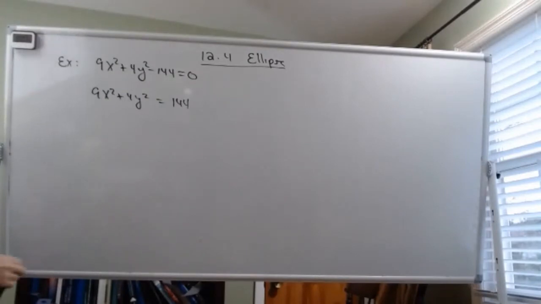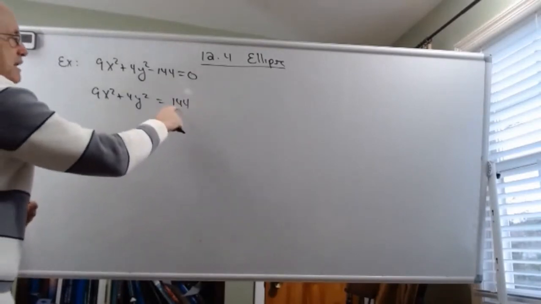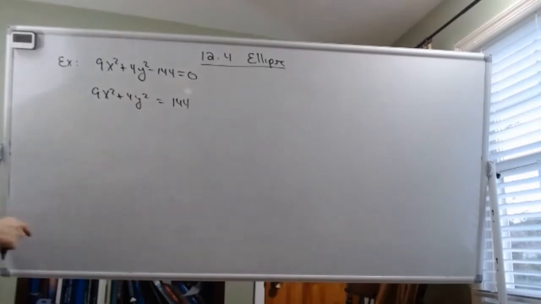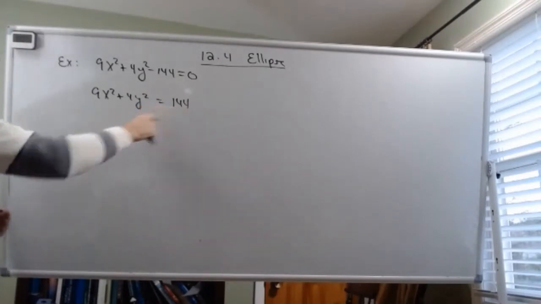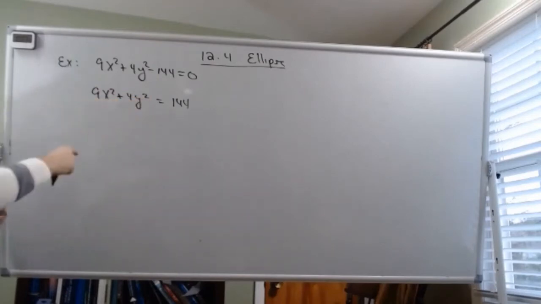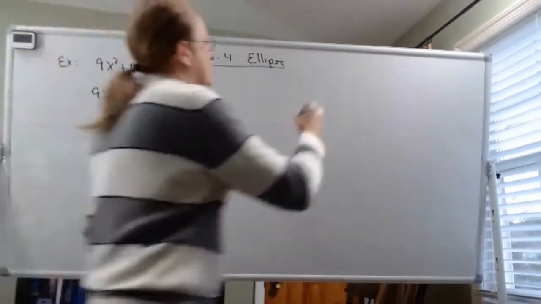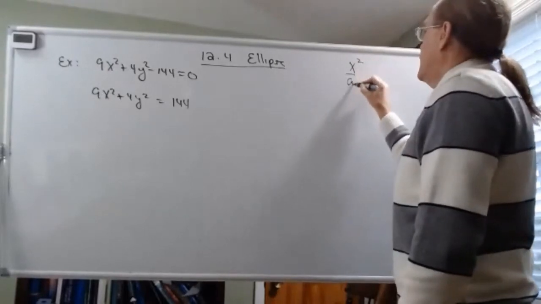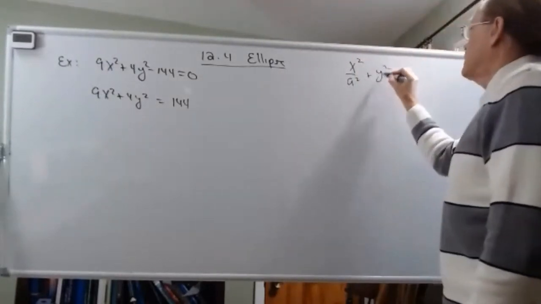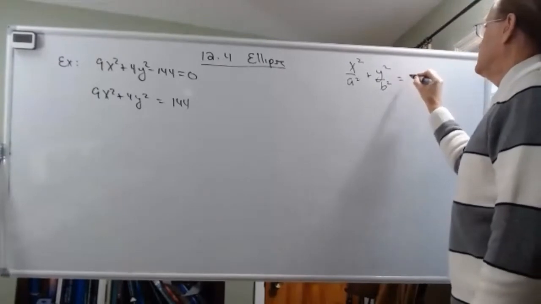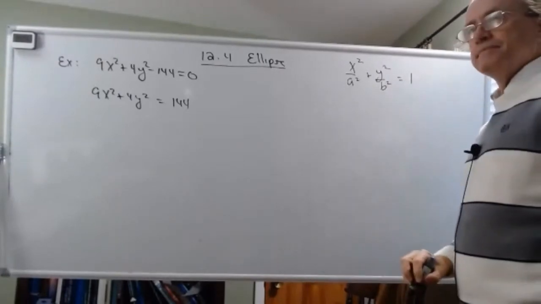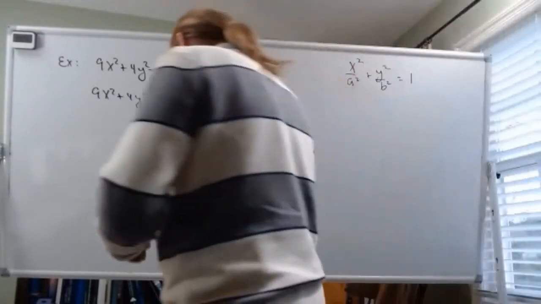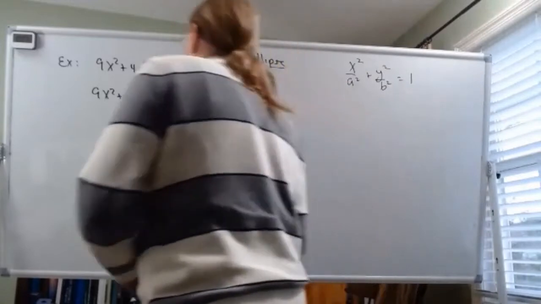So the next thing I'd like to do is get a 1 on this side of the equation. Remember, that's what my standard form is. So I want to divide everything by 144. Because remember, here's my standard form: x squared over a squared plus y squared over b squared is equal to 1. So let's divide everything here by 144.